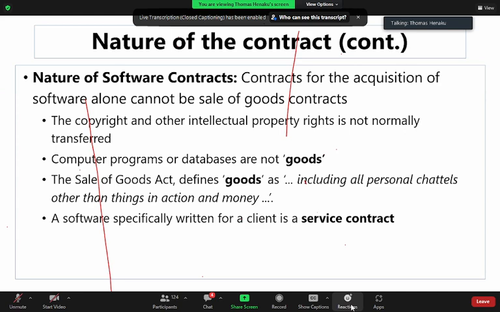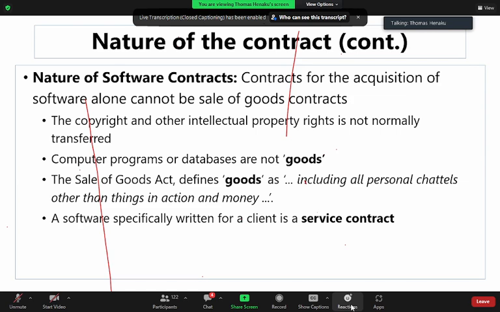And that which the function of the software is in the service in question that it will provide. So it is so even if the copyright ownership is transferred, and that is if the agreement is an assignment and not simply a license. And I've spoken about assignment. So software specifically written for a client is a service contract as opposed to a sale of goods contract.